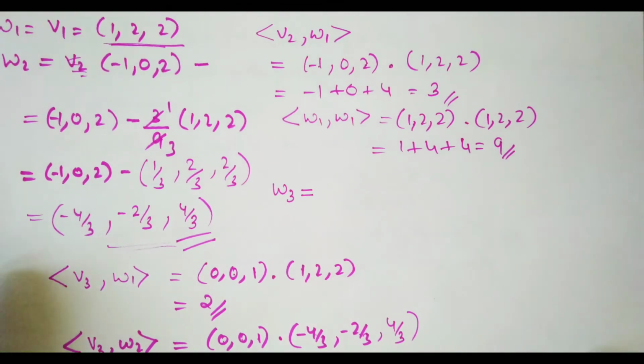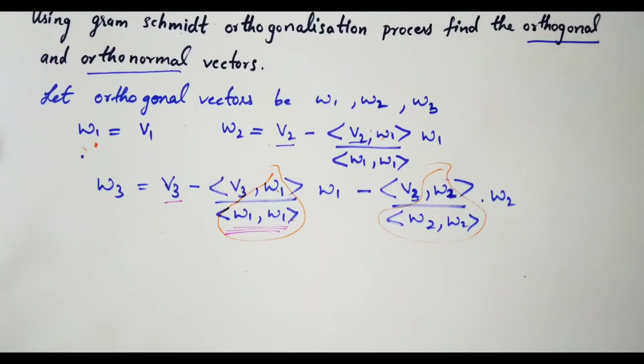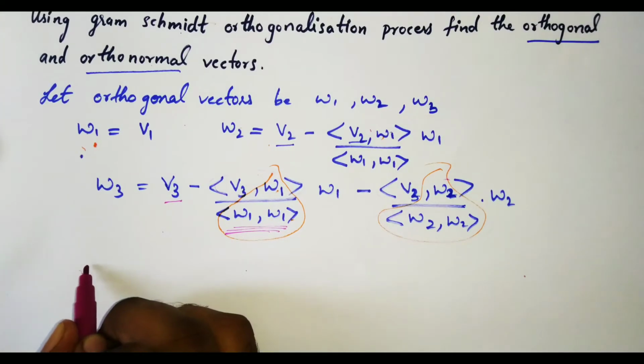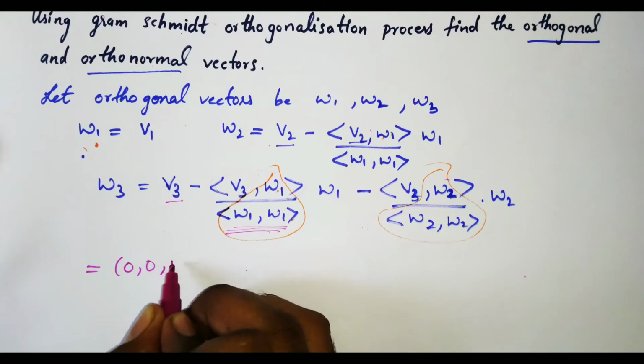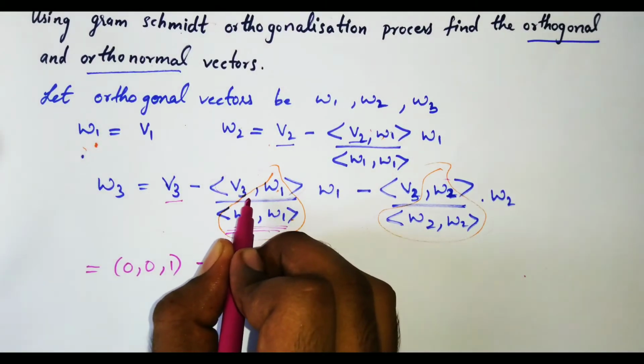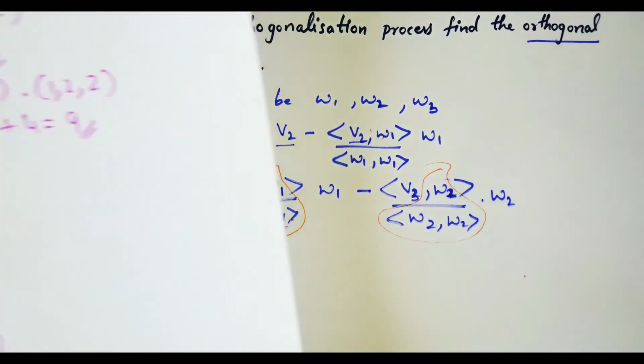Now for the substitution, so I'll just do it here. So V3, I have the value of V3, what is the value of that? (0, 0, 1) minus this, we have, what is the value of this? It is given as what?